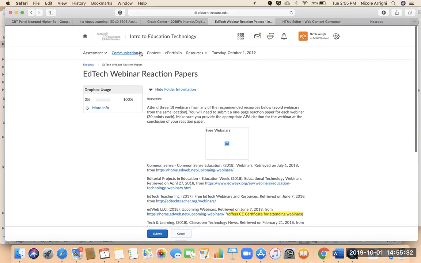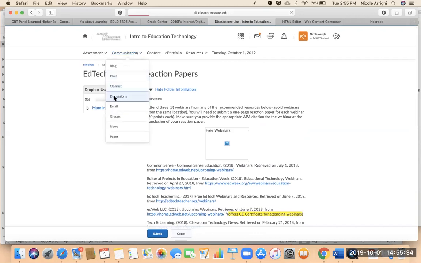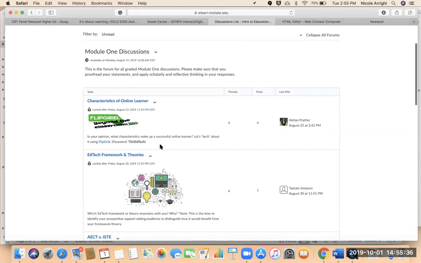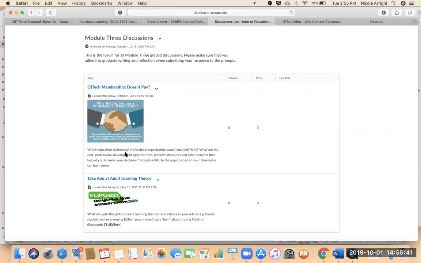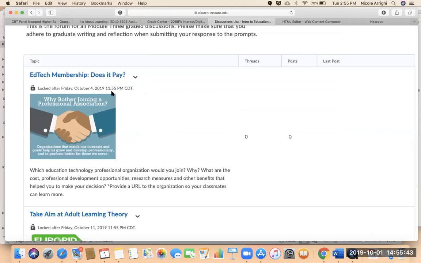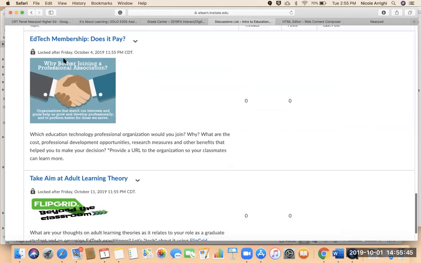In terms of the discussions, let's go to that area very quickly, and then that will conclude our overview of Module 3. Our first discussion, due on Friday: which educational technology professional organization would you join? Why? What are the costs, professional development opportunities, research measures, and other benefits that would help you make your decision? And again, please share the URL of the organization so your classmates can learn more.